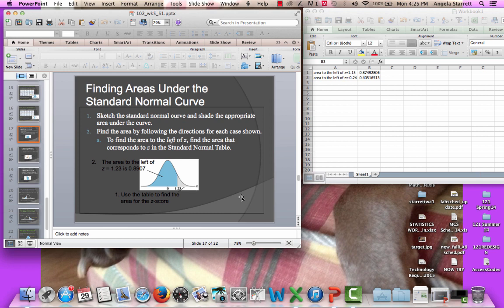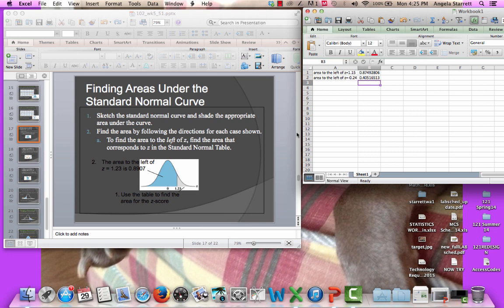All right, let's try another one. Finding the area to the left of some z. Now we're looking at z of 1.23. Why am I doing it in Excel, guys?